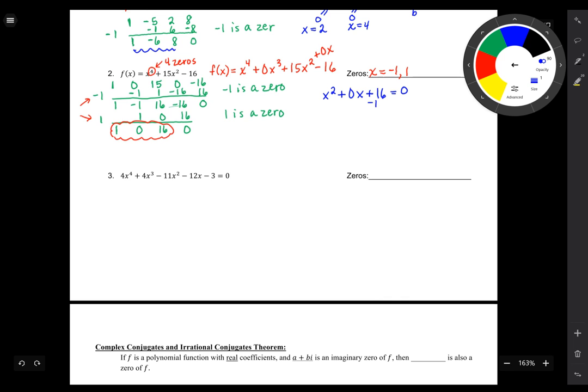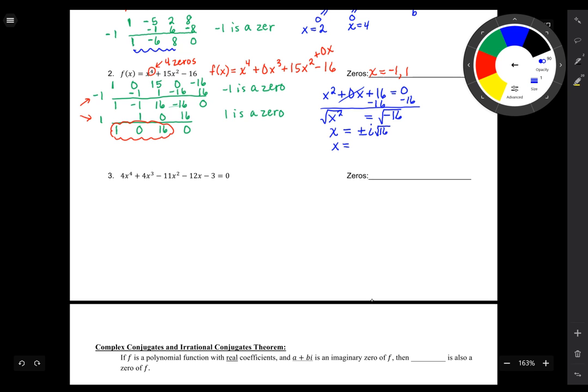So subtract 16 on both sides. X squared equals negative 16. The 0x is just irrelevant. And now you take the square root of both sides. X equals, whenever you take the square root of both sides, you have that plus or minus. You have the square root of negative 16, so you got to put an i there.